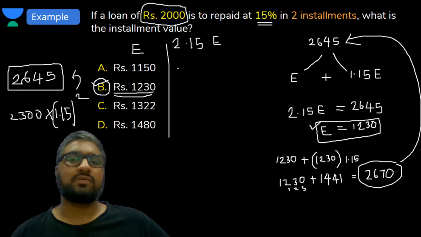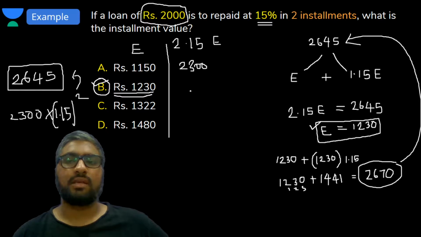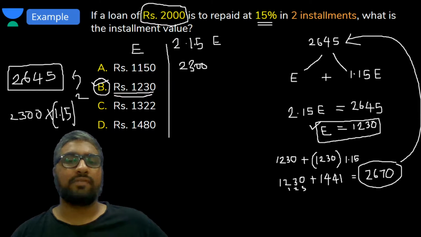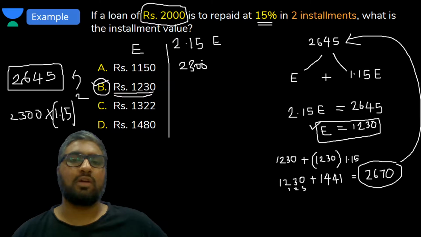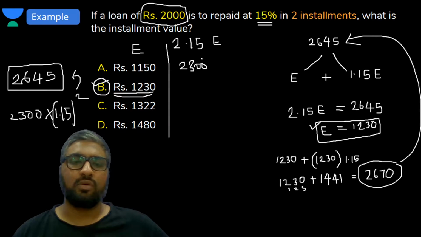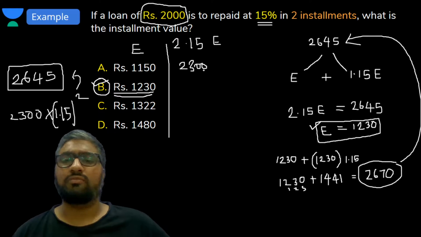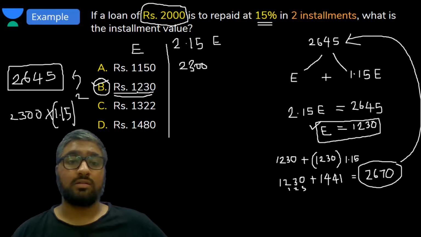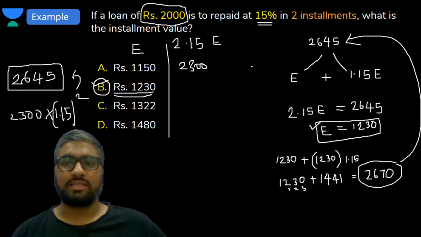The double of this would be how much? 2300. But you'll have to be quick on the calculation part. A little extra, 15 percentage extra of this would be how much? Probably somewhere around 2400, 2450 something. Its double would be how much? 2460. Almost there. Almost.